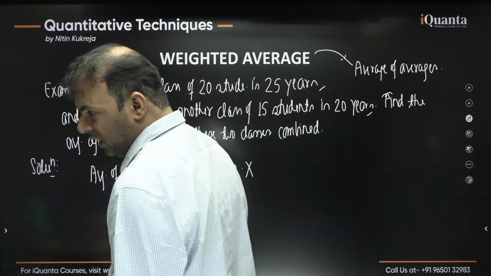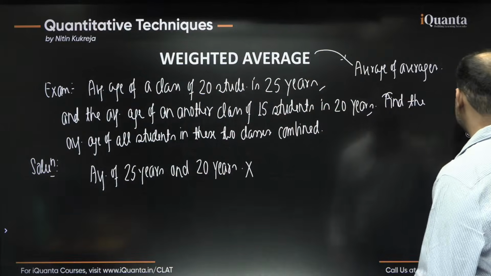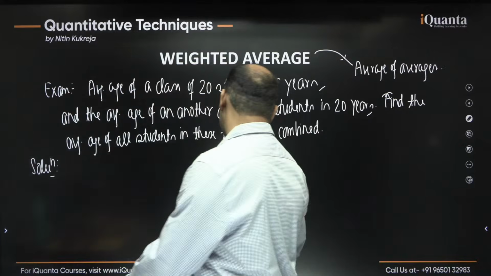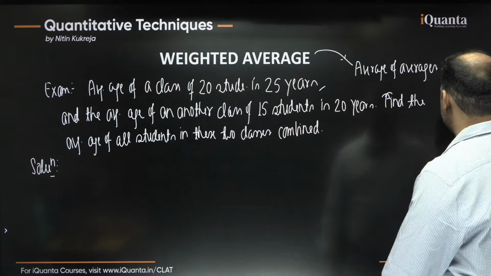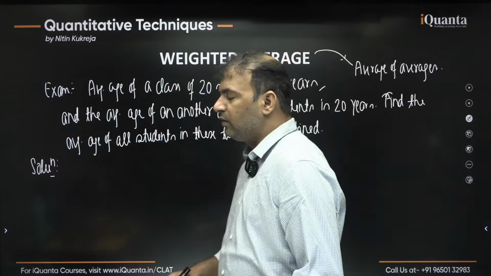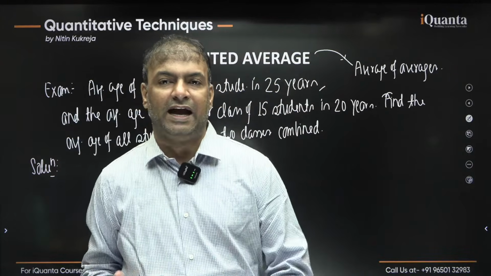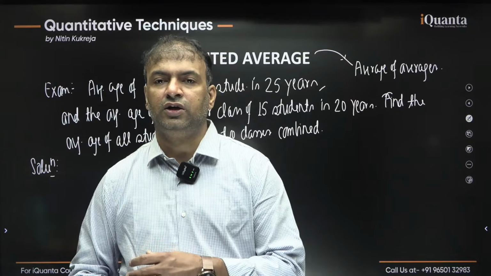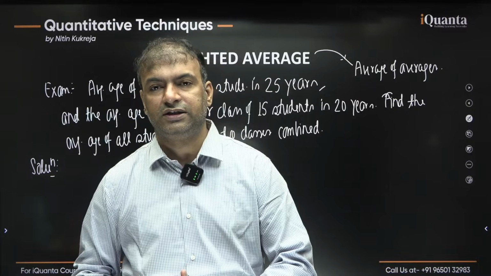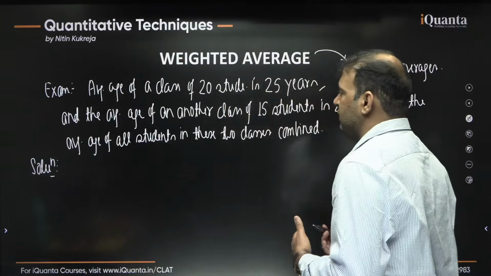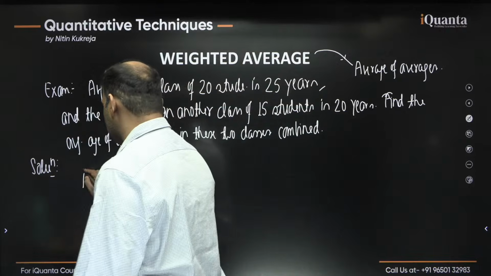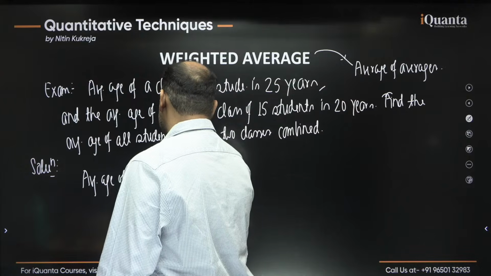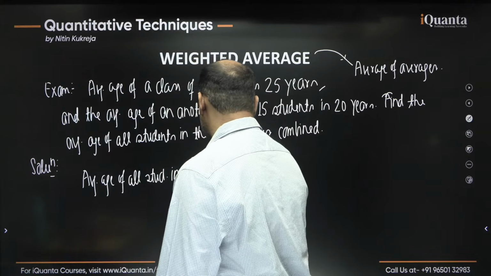So how do we solve it then? The main point is how to solve this example. We go from the basics. What is the basic way to find the average? Remember, in the very first slide we learned that the average is the total sum of the quantities divided by the number of the quantities. So here we have to find the average age of all the students in two classes combined.